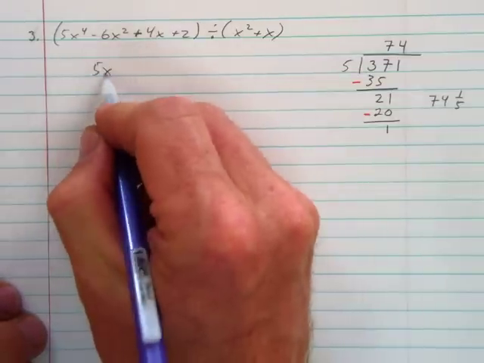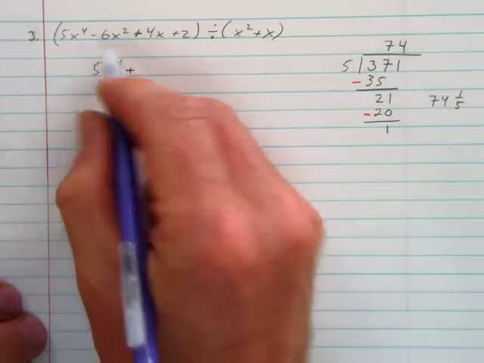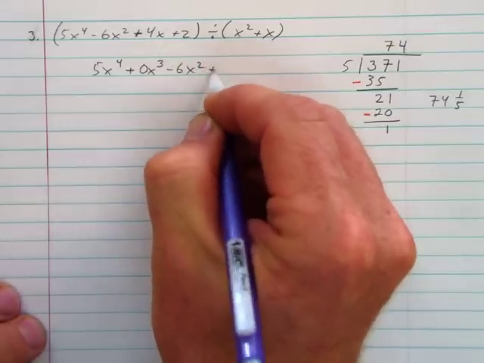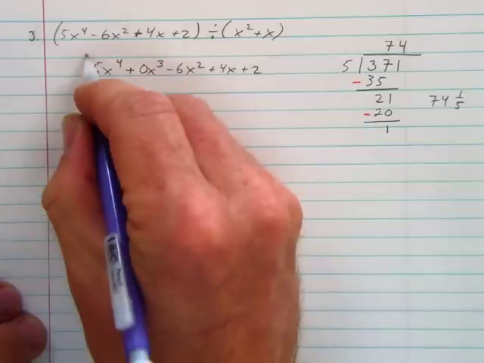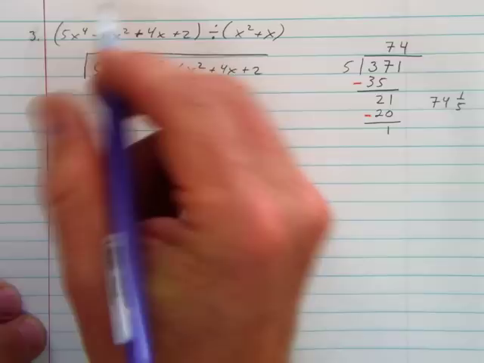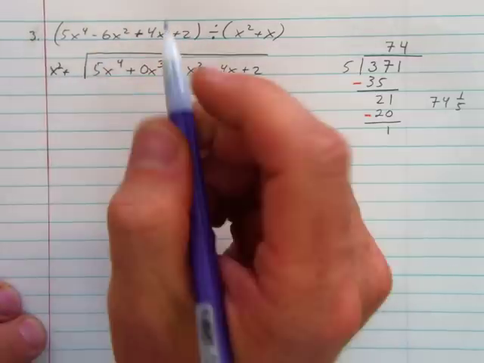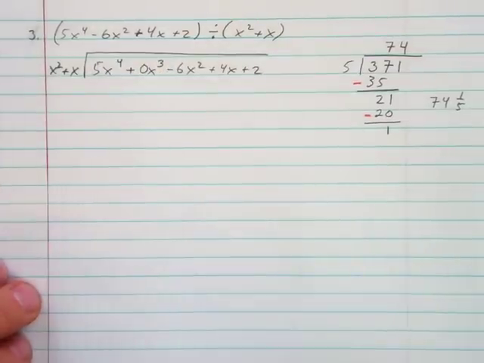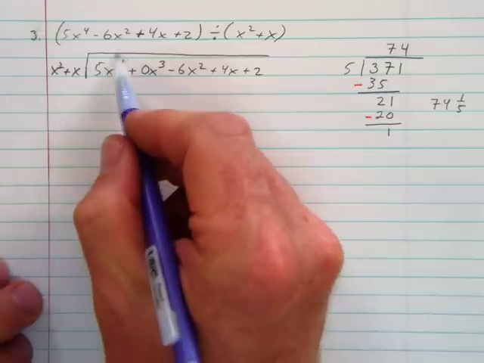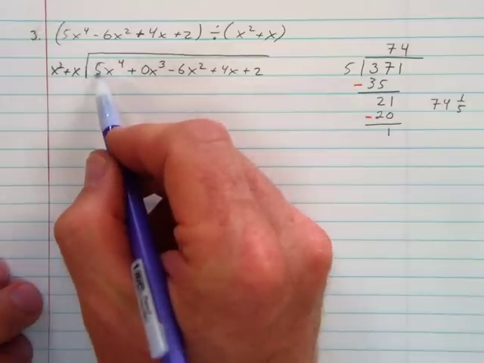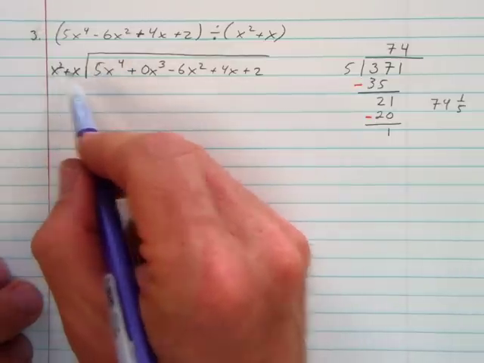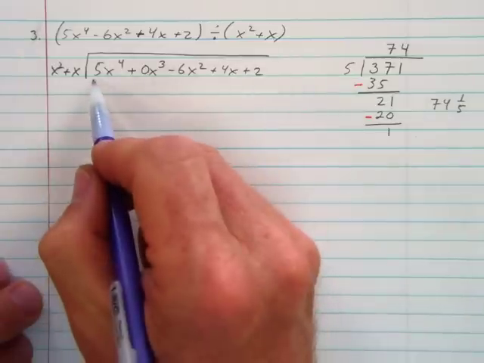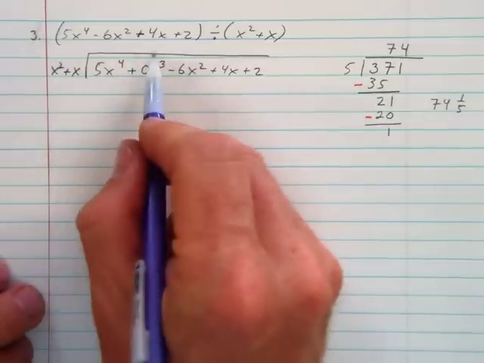So we will write 5x to the fourth. There's a 0x cubed there that we would need to include, minus 6x squared plus 4x plus 2. And then we're going to divide it by x squared plus x. Now the key on doing long division with polynomials is we have to get rid of this highest powered term. So what are we going to multiply x squared by to give us 5x to the fourth? We're going to multiply by 5x squared. Where are we going to write it up here?